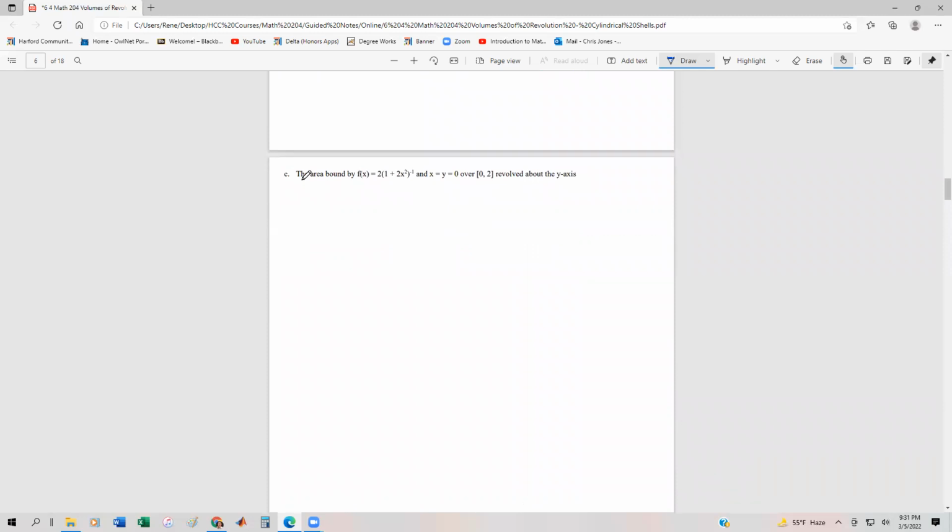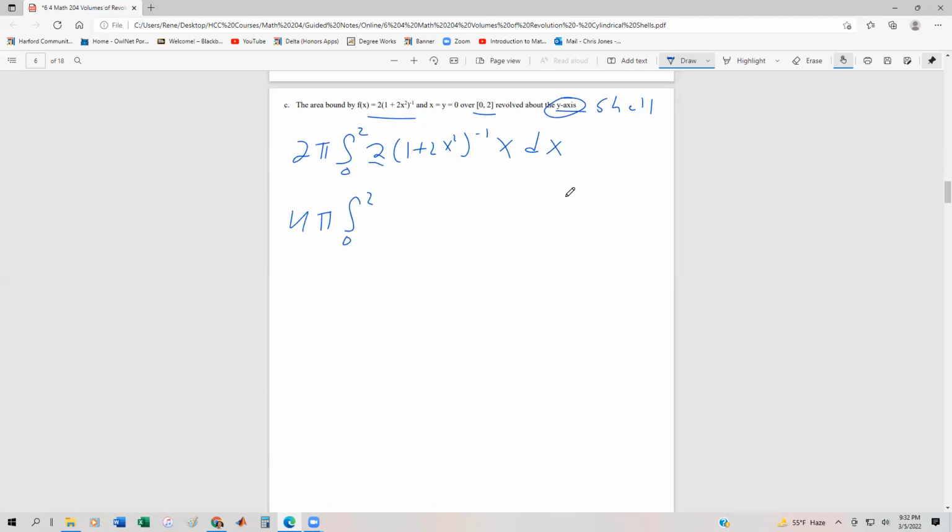Another example is to find the area revolved about the y-axis. Again, since it's the y-axis, we're going to use the shell method. And we have a bit of a weird function, but it's not too bad. f of x equals 2 times quantity 1 plus 2x squared to the negative 1. So when we set up our integral, we have our bounds and our function: 2 pi integral from 0 to 2 of 2 times 1 plus 2x squared to the minus 1, times x, dx. We could factor that 2 out and end up with 4 pi integral 0 to 2, putting this in the denominator since it has a negative 1 power, of x over 1 plus 2x squared dx.